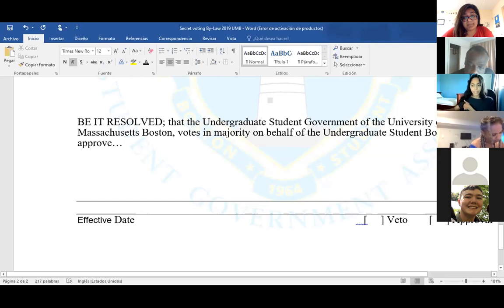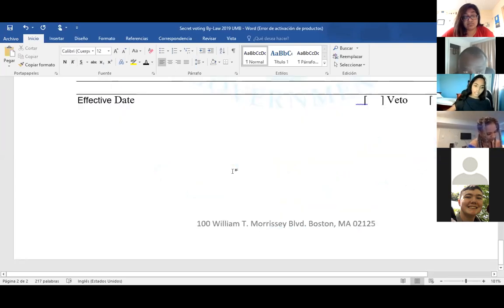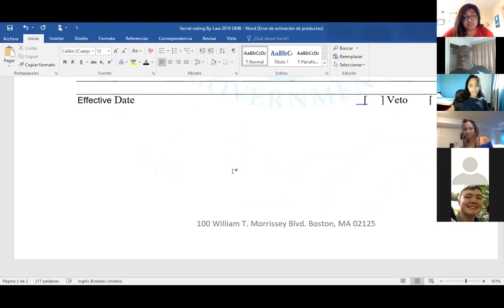And then for another page, you will just do the background governments, stating all of the bylaws or other USG legislation that has been passed in the past, so your legislation can be as effective as possible. And then that's it.